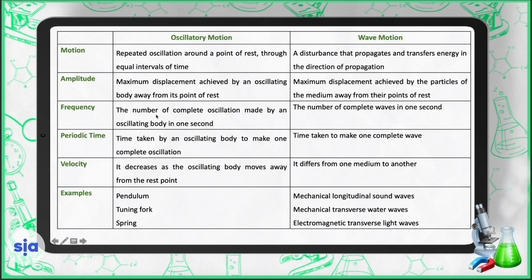Frequency is the number of complete oscillations made by an oscillating body in 1 second, while in waves, it is the number of complete waves in 1 second. Both are measured in hertz, of course. Periodic time, in oscillatory motion, is the time taken by an oscillating body to make 1 complete oscillation, while in waves, it's the time taken to make 1 complete wave.